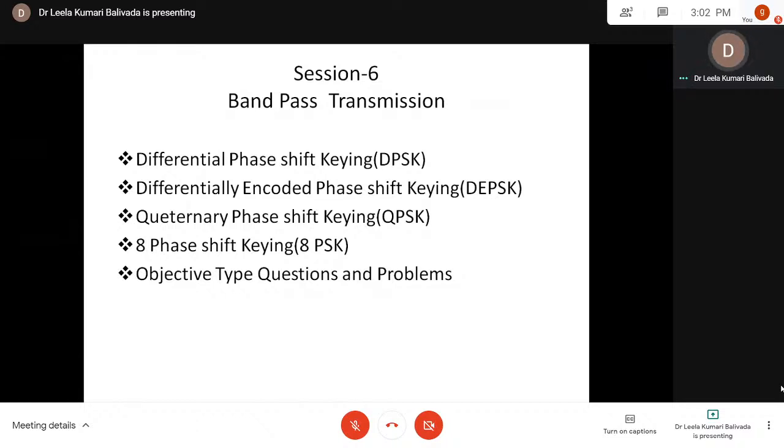Whereas in BFSK, the frequency of the carrier is varied in accordance with the instantaneous value of the modulating signal. So here symbol 1 and symbol 0 are represented by two different frequencies, FC1 and FC2, which are defined as the mark frequency and space frequency. And in BPSK, the phase of the carrier is varied in accordance with the instantaneous value of the modulating signal, where symbol 1 is represented by transmission of the carrier with 0 phase, and 0 is transmitted by another phase.